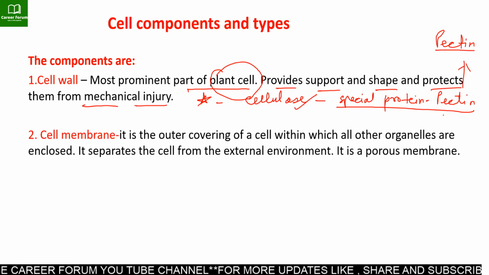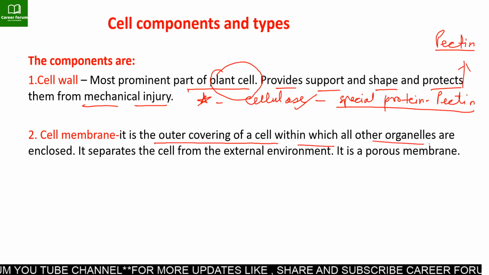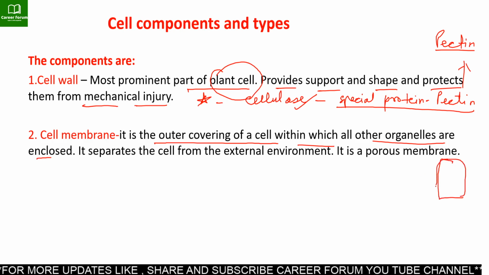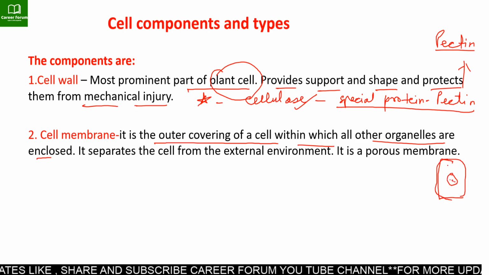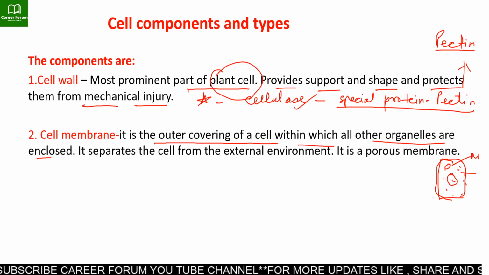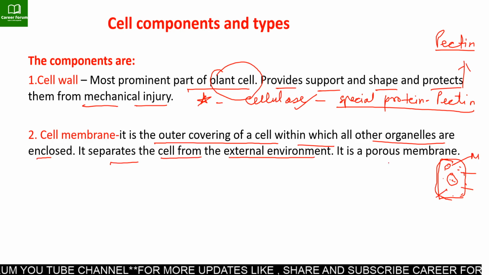Cell membrane. This I have already told you before. It is the outer covering of a cell within which all other organelles are enclosed. So if I draw, it should be like this. So here the nucleus, okay, here the cytoplasm, here you will find the other cell organelles like Golgi bodies, mitochondria, ER, centrioles, vacuoles, etc. It separates the cell from the external environment. Okay, it protects the cell from the external environment.